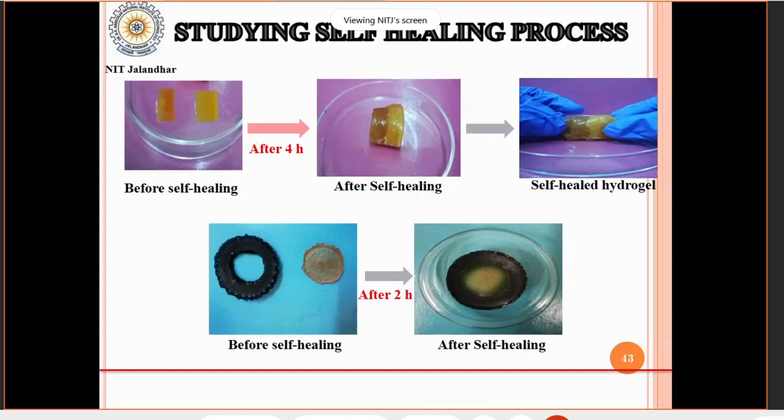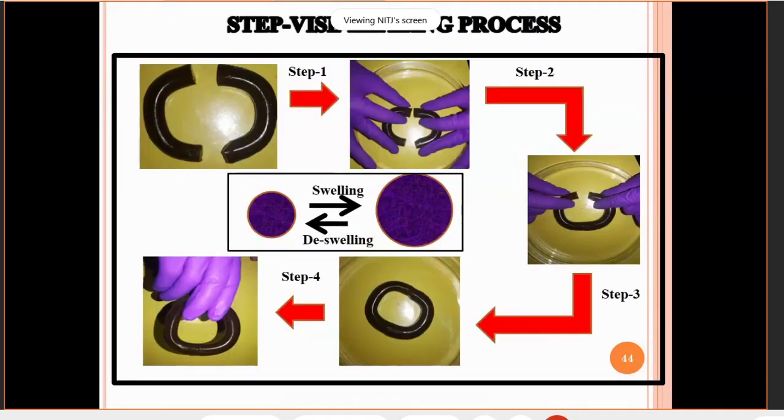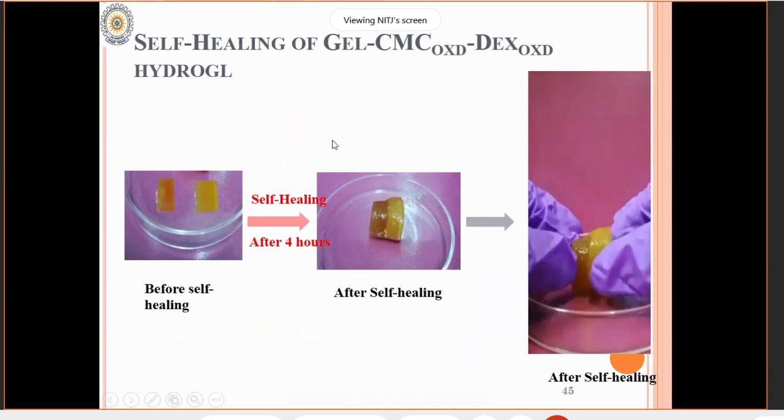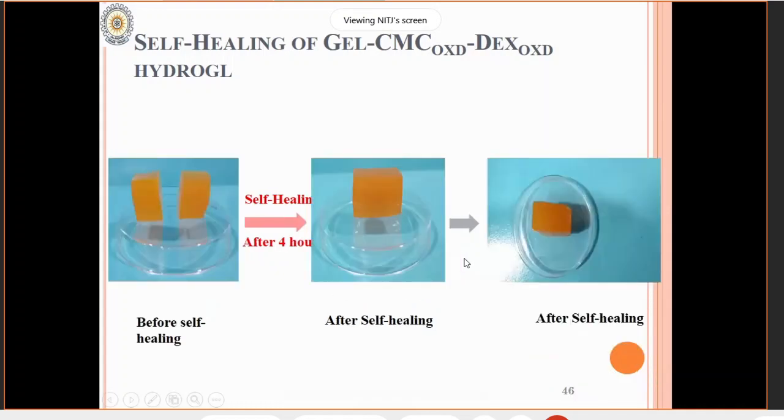Again, this is a stepwise self-healing process which was carried out in our own laboratory. You'll find how this ring got healed up at one side, and then it got healed up at the other side. Also, we formed a ring. A complete ring was formed through the self-healing process. This is our work carried out in our own lab, showing how this self-healing material was prepared, using gelatin, oxidized carboxymethyl cellulose, and oxidized dextrin.